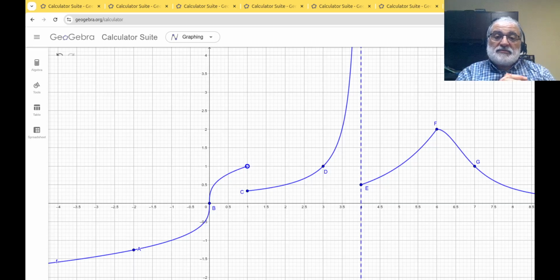Okay. Is it continuous? Yes. Is the tangent vertical? No. Do we have a sudden change in curvature? Doesn't look like it. So, because of that, we do have a derivative at D, and the function is differentiable. How about E?